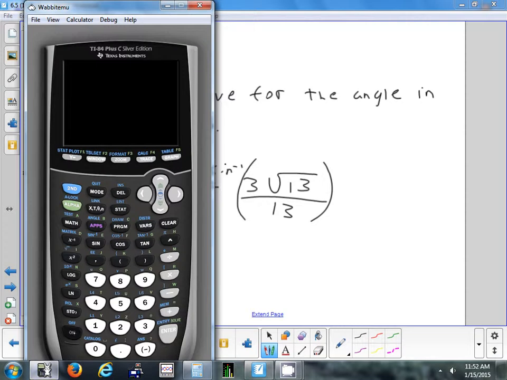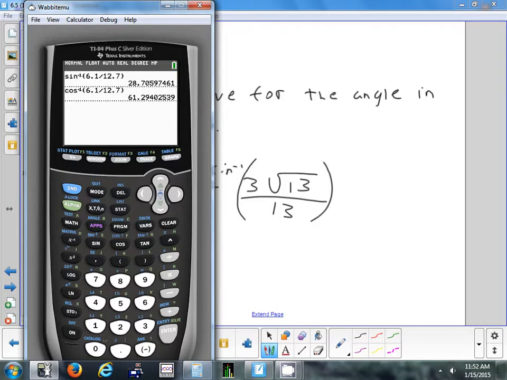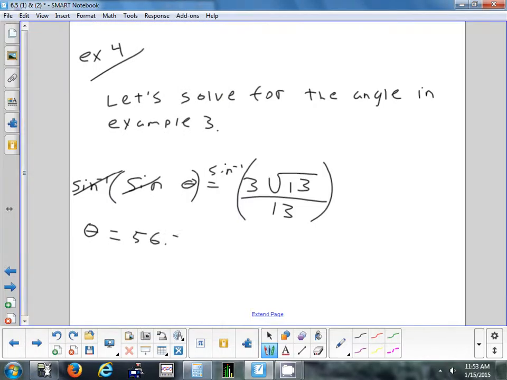Inverse sine of 3 square root 13 over 13. Inverse sine 3 square root 13. Be careful with your parentheses. I think that should be okay. You get 56.31. So that's how big that angle is.